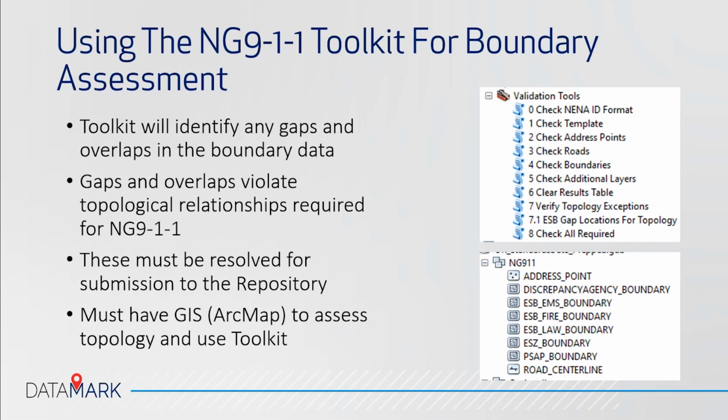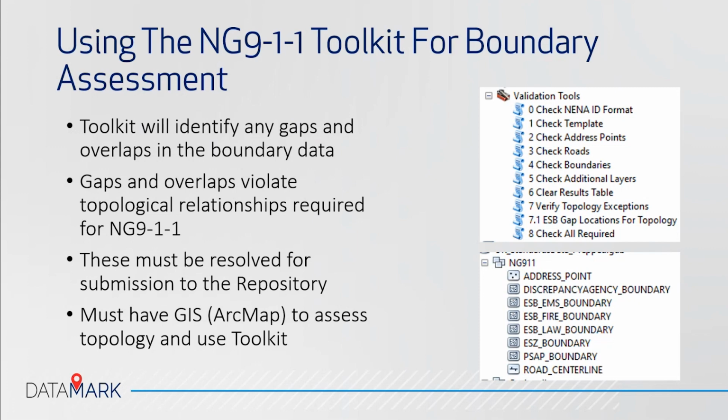Now, the thing about the toolkit is that it's only going to assess the individual PSAP boundary. So it's only going to look at your data in your PSAP boundary. Okay, it's not going to look at it compared to your neighbor. So you're going to have to fix whatever is within your own data first, and then go out and meet with your neighbors and run a different process for that. Okay, but essentially the toolkit is going to help you identify any gaps or overlaps.